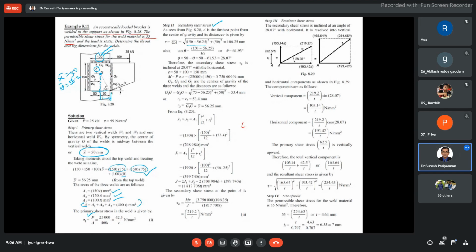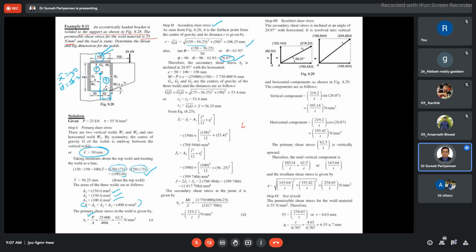Now we are able to know what R is. What is the farmost distance from the center of gravity? Then this is 106.25. What is the angle, at which inclination is the secondary shear acting? That we have to find out now. Then theta minus 90, and this is the angle. At which angle is tau 2 acting with respect to the horizontal axis? Now tau 2 is at 27.08 degrees.